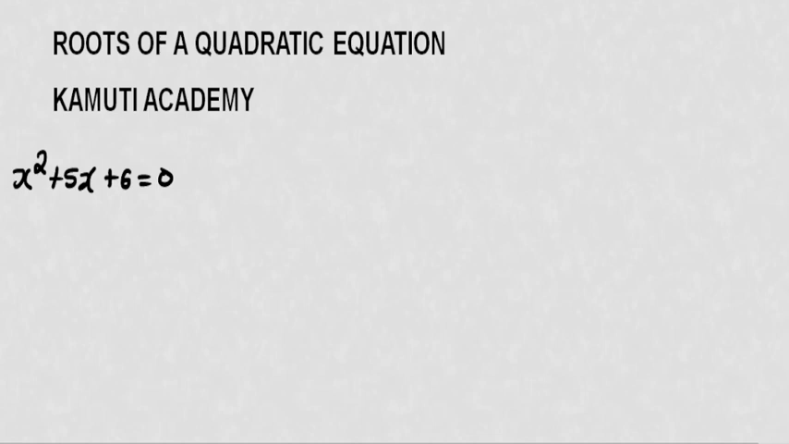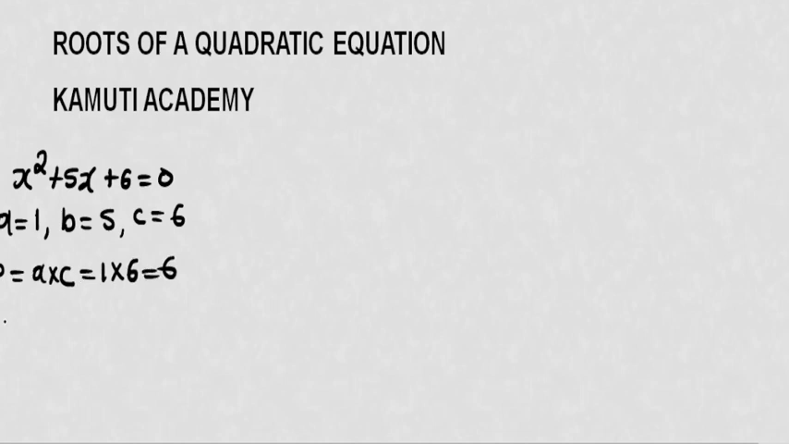So if we factorize, we'll have to find the value of a, which is the coefficient of x squared, which is 1. b is the coefficient of x, which is 5. c is a constant, which is 6. Then we get the product. The product is found by saying a times c, where a is 1, c is 6. Then the sum is the value of b, which is equal to 5. Then the factors are found by getting two numbers that would multiply to give us 6 and add to give us 5. So those numbers are 2 and 3.